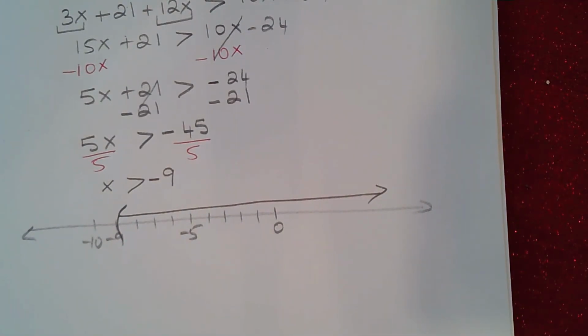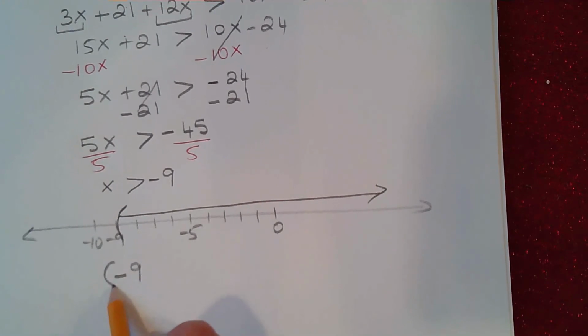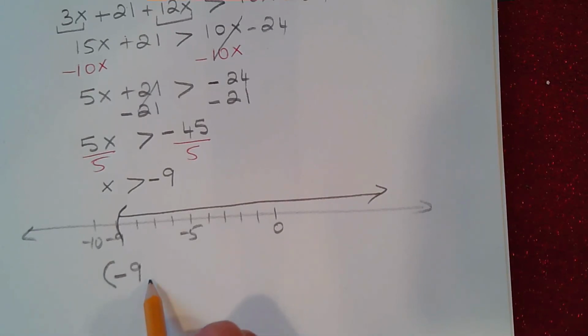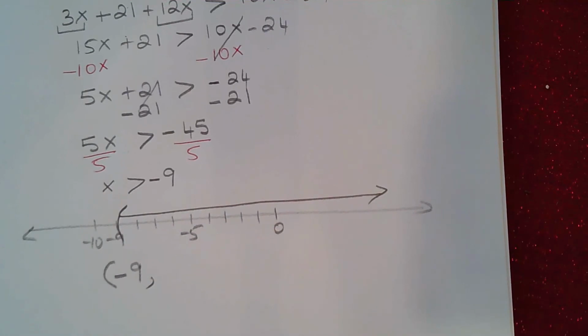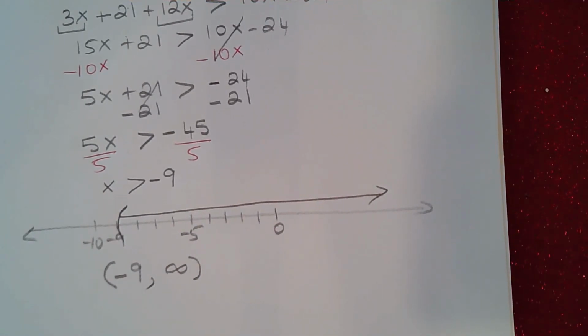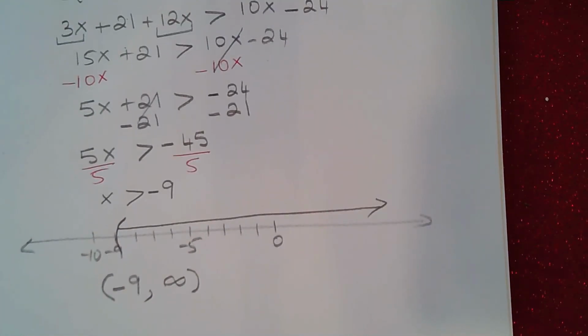Now we need to write the solution in interval notation. The smallest value we can have is negative 9. So we're going to have negative 9 here and then a parenthesis before that because negative 9 is not included in the solution. And it's going from negative 9 to anything larger than negative 9, which is infinity. So here's my solution in interval notation: parenthesis, negative 9 to infinity.